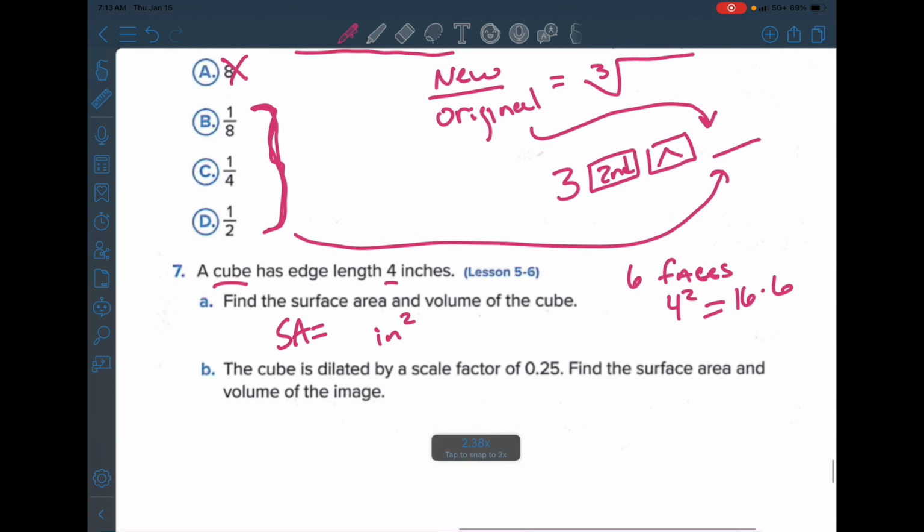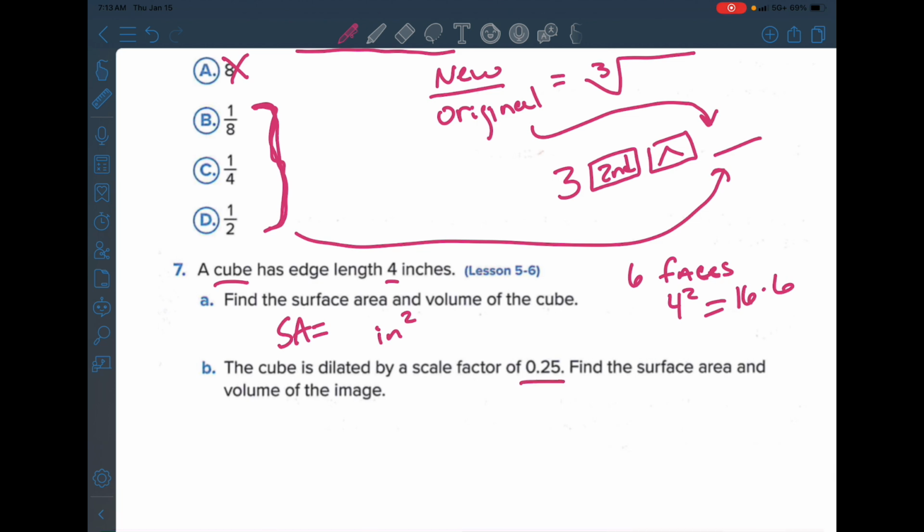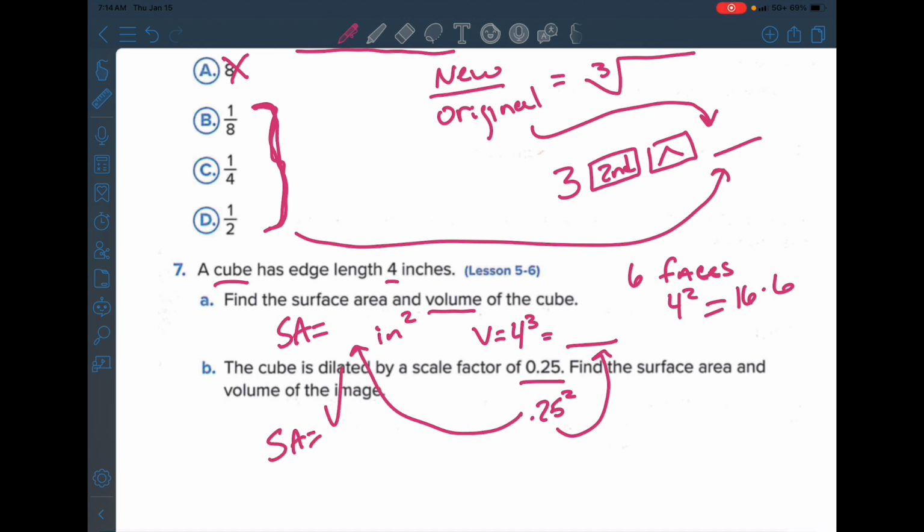Then it says it's dilated by a scale factor of 0.25. Find the surface area. So you're going to have to go 0.25 squared, then multiply it by your original, and it gives you that. Oh, and the volume here. Volume's easy. We're just going to go 4 cubed to get our volume. And so also then multiply it by this to get our surface area is here. And this would be our volume.